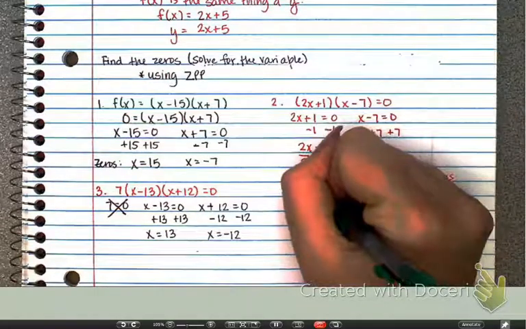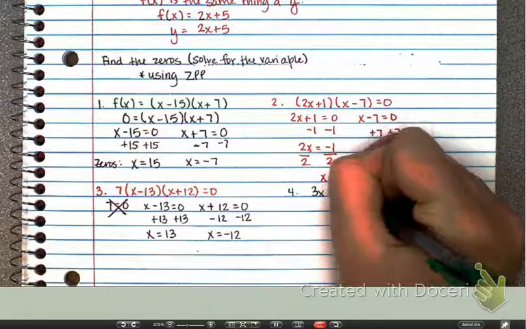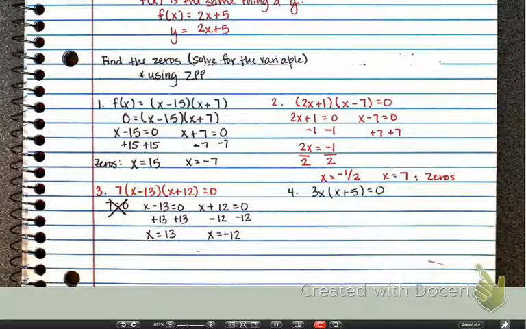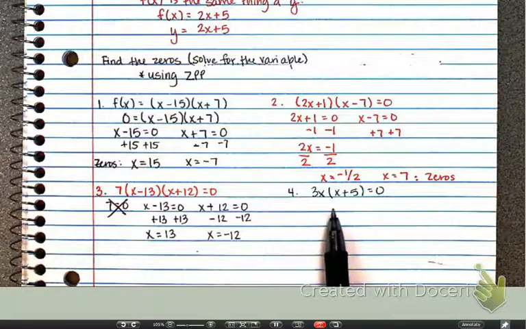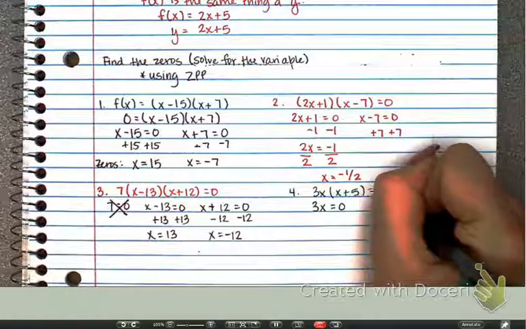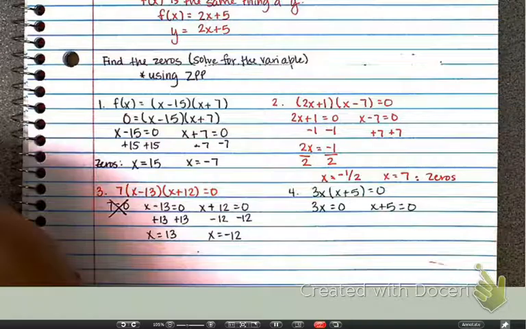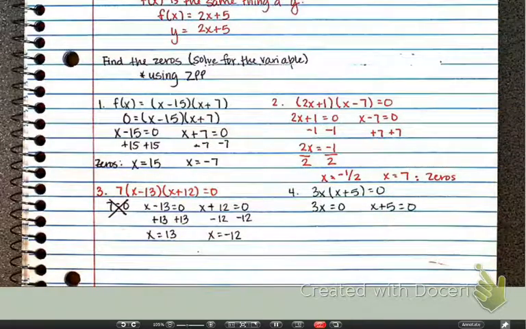However, if I have 3x times x plus 5 equals 0, how many factors there do you see? You should see 3x equals 0, and you should see x plus 5 equals 0. And in both cases, you can solve for x. The goal is to get x by itself.